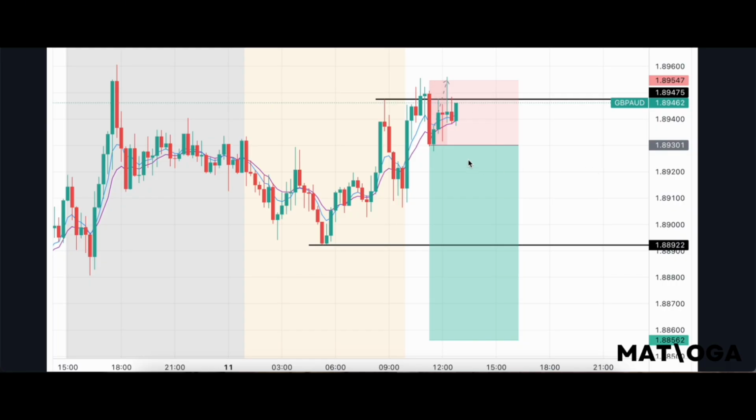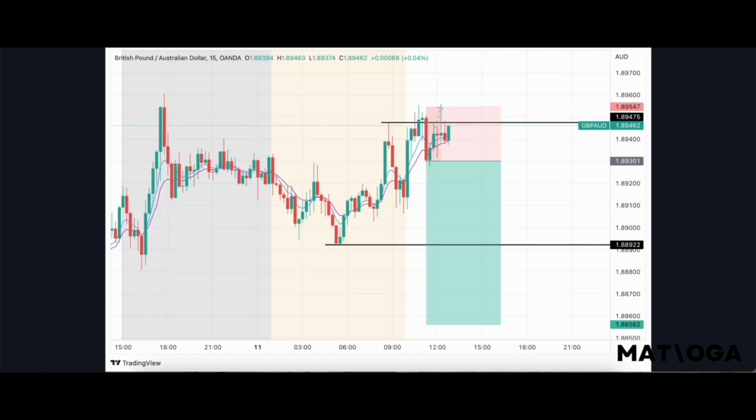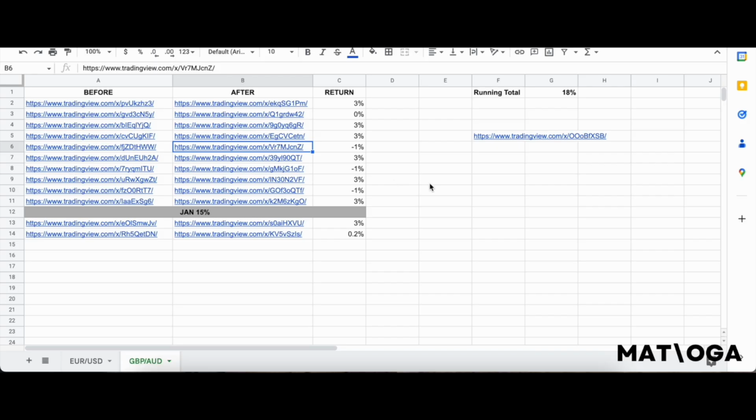And what happened, next few candlesticks, boom, spike, took me out. It's a loss, a minus 1%. All good, always happens. I mean, there is nothing to worry about. It's just one of those trades that you have to also analyze.